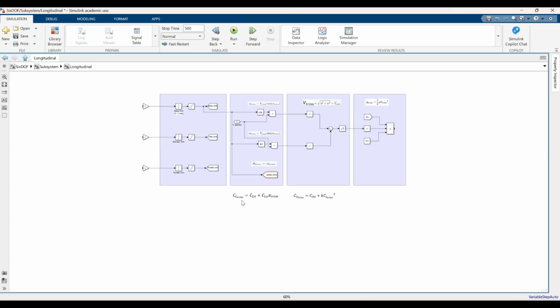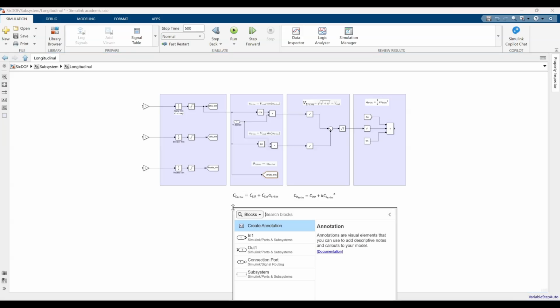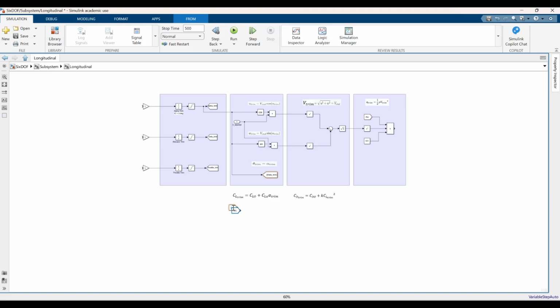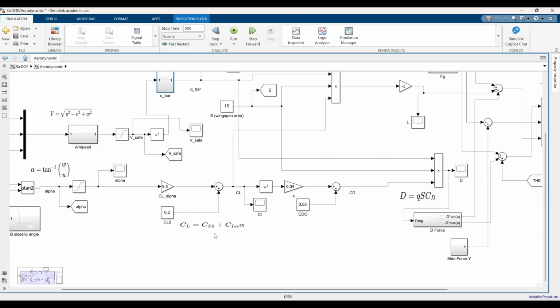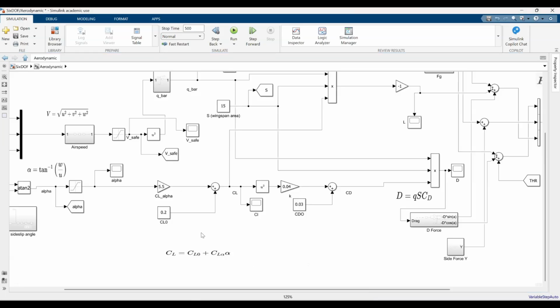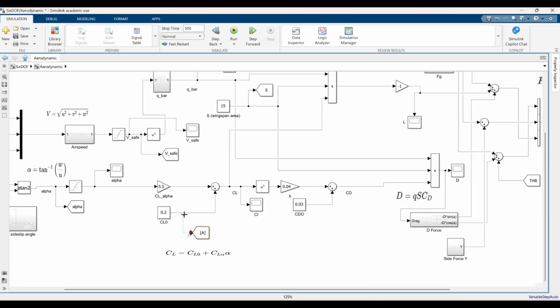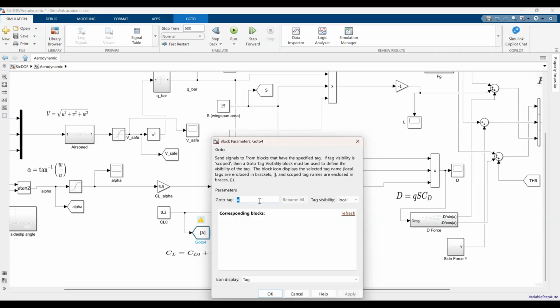And so over here, if you notice, I am going to use a couple of from blocks because some of these items are already defined in the aerodynamic block set. We can go fetch from that. CLO, CL alpha, CDO, and K are already defined. So let's go to the top level aerodynamic block set. And over here we have CLO. So let's use a go to block to capture CLO. There goes that. Double click. Let's call it CLO and tag visibility global.